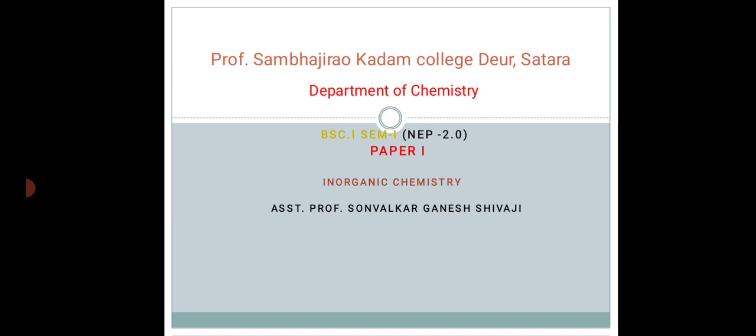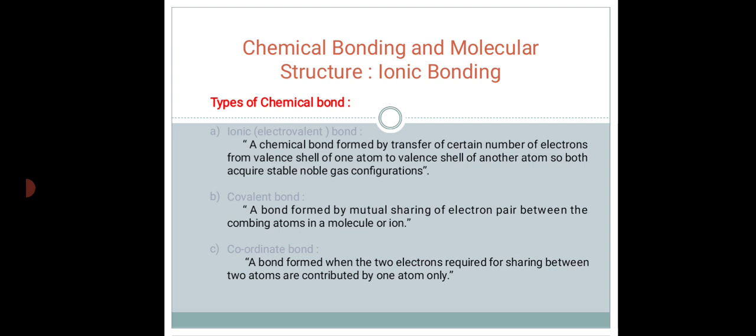In this chemistry subject, the topic is chemical bonding and molecular structure, ionic bonding. First of all, the definition of chemical bond. It is defined as the attractive or binding force between chemical species such as atoms, ions and molecules.